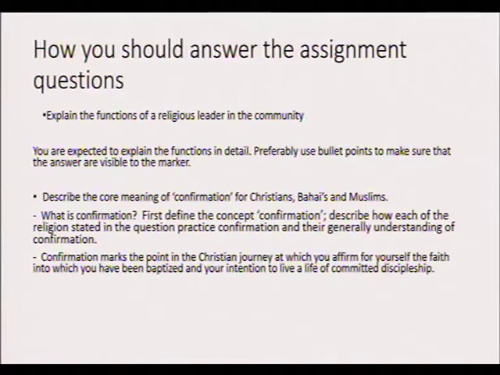Preferably use bullet points to make sure that the answers are visible to the marker. Sometimes you write things and you don't know where the sentence ends and where the new sentence starts. So please, for your things to be clear and for the marker to see clearly what your answers and your points are, use bullet points. Otherwise, if you don't know how to use bullet points, then you can number them, like number 1, dot, then you write. Number 2, the second responsibility is A, B, C. Number 3, the third function is D, E, and F. So please write things in detail. Don't expect markers to assume things here and there, and write them as clearly as possible.